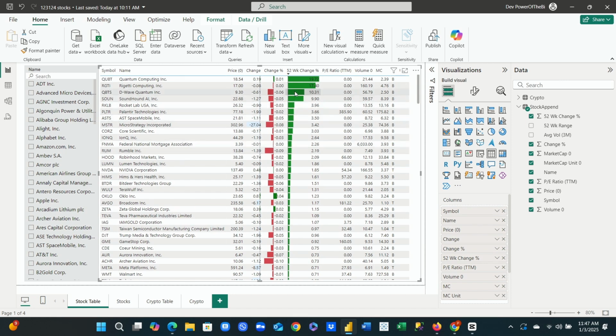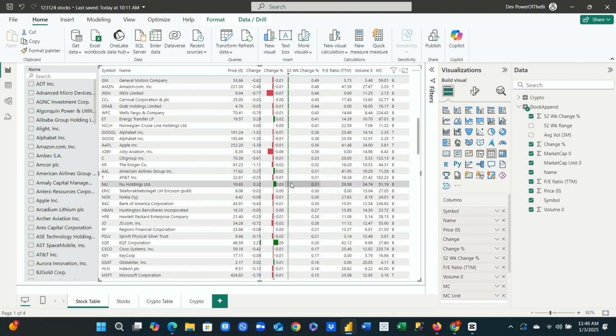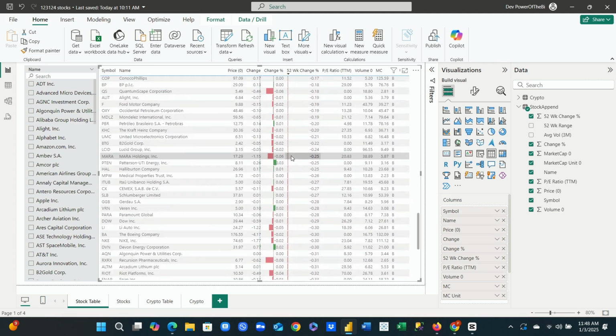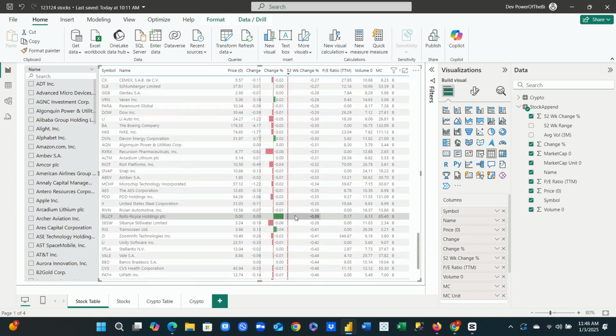Well, here we can see that we've got some that have a high 52-week percentage, but a low day percentage. But as we go down, we're going to start seeing that there are some that are green on the day change percentage, and some that are green on the 52-week change percentage. Similarly, there may be some that are red, and as we see, there are some that are negative on both the 52-week and the day change percentage.